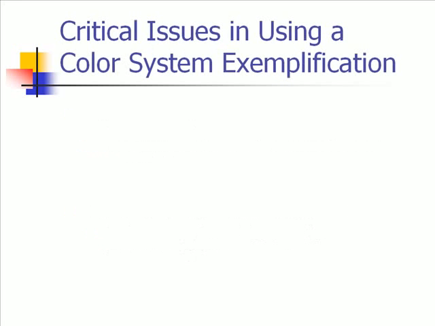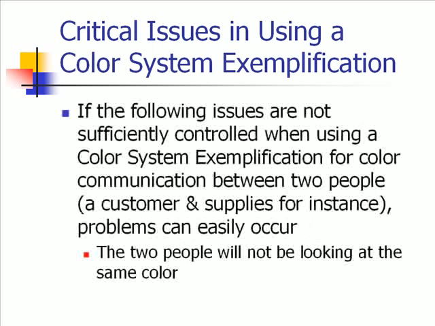We talked about some issues earlier about practical applications of using the systems. There are also issues if they're not sufficiently controlled when using the exemplification system for color communication; you have a problem. Again, this all gets back to communicating between, in the business, a supplier and a customer. Two people may not always be looking at the same color. So it's very, very important that the sample one person is looking at and the sample the other person is looking at is the same color.